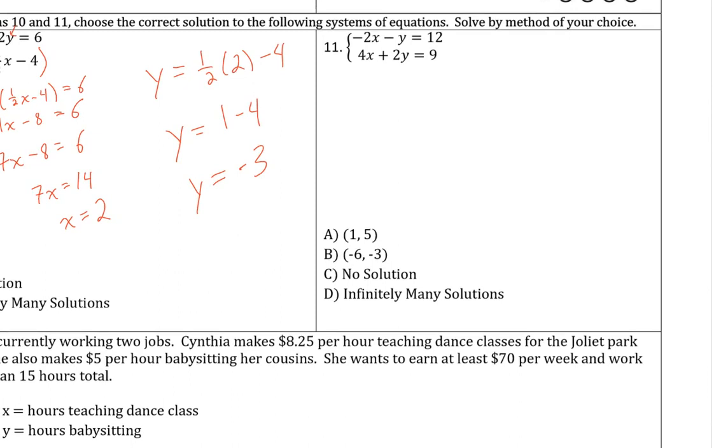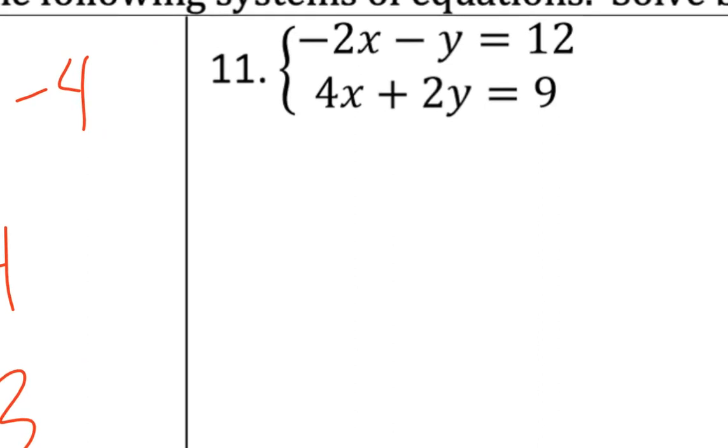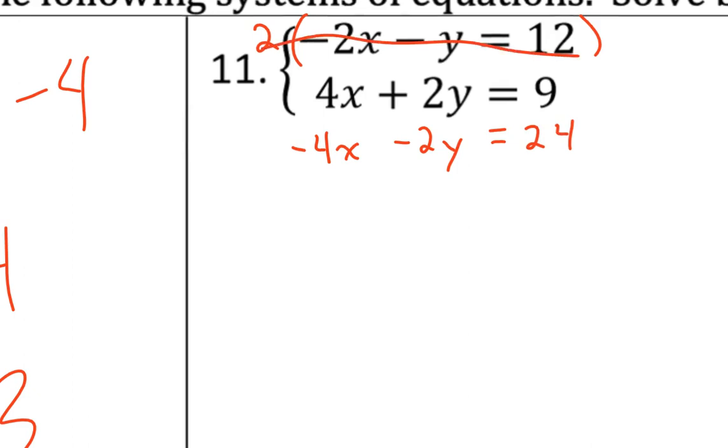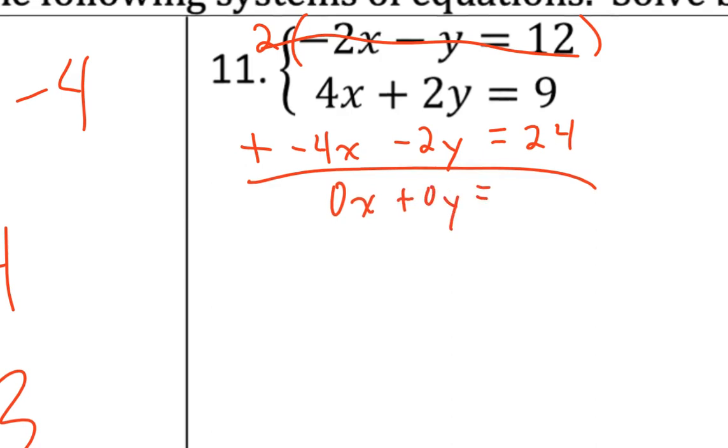Going on to 11 here, we see nothing's y by itself, so let's go ahead and use elimination here. So I'm going to cancel my x's. To get the same value, one positive, one negative, I would need to multiply everything on the top here by 2. So that would give me -4x minus 2y is equal to 24. So if I go ahead and add down, 4x minus 4x gives me a 0x. 2y plus negative 2y gives me plus 0y. And then I end up with 33 over here.